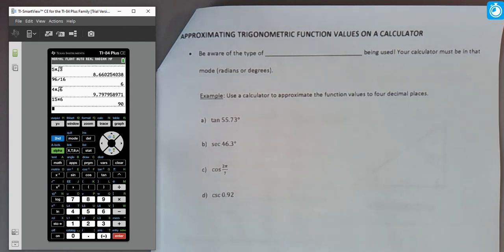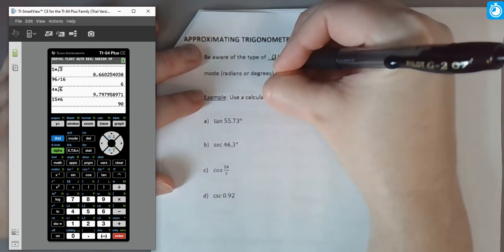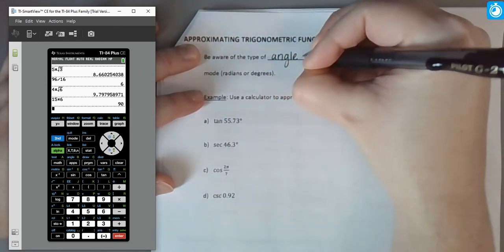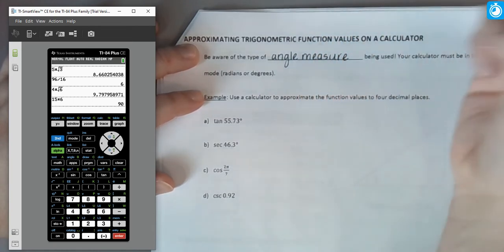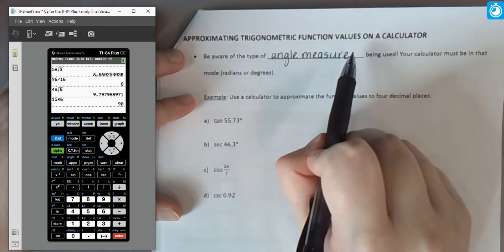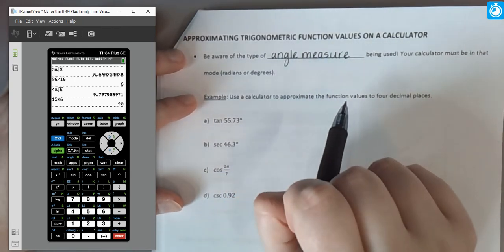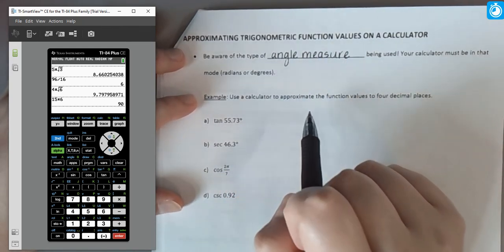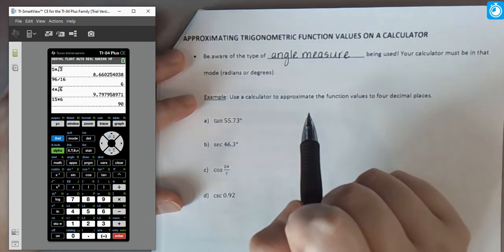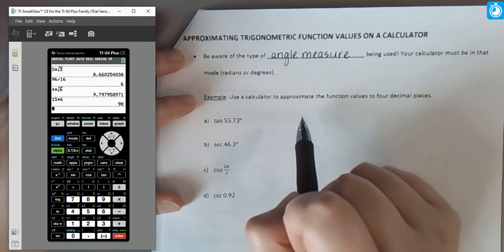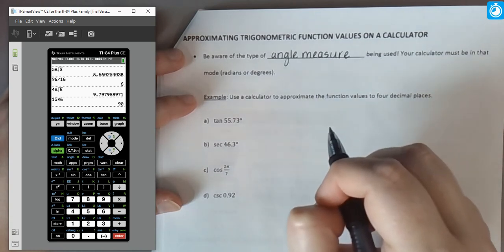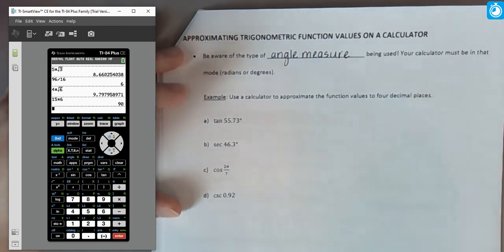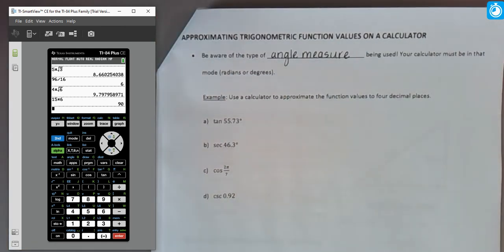If we're going to use a calculator, the big thing we have to be careful about is that we must be aware of the type of angle measure being used. Remember, we talked about a couple different types of units used for angle measure. So we've used degrees, 2 different versions of degrees technically, and then we also talked about radians. So your calculator can handle degrees and it can handle radians, but it needs to know which angle measure you're using in any particular situation. So this is where the mode button is going to be helpful.